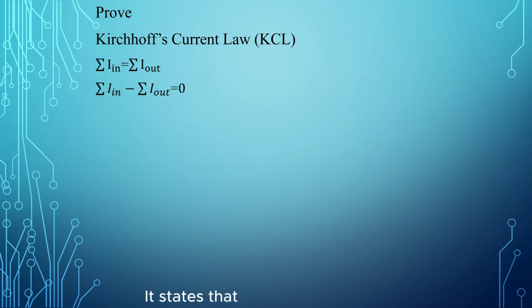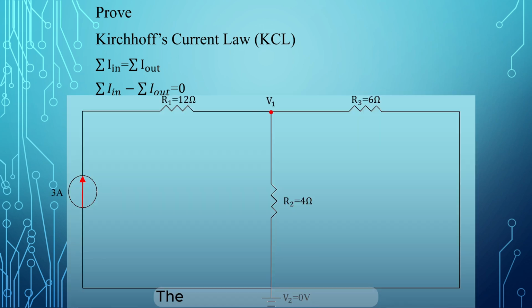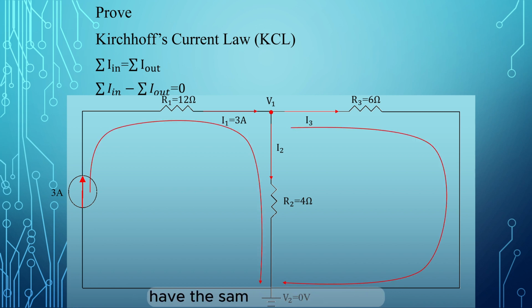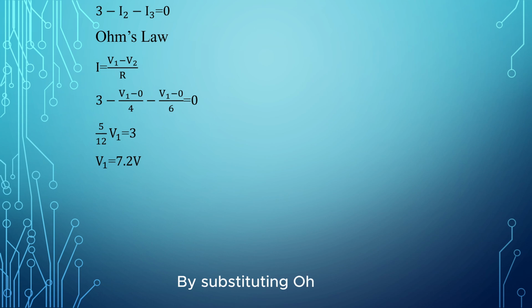We can prove this answer by using Kirchhoff's current law, KCL. It states that the sum of currents entering and leaving a node is 0. The current flowing in the circuit from I1 splits into two branches, I2 and I3. Both the left and right sides of the circuit have the same currents flowing in a clockwise direction before returning to the ground node. By substituting Ohm's law, I equals V1 minus V2 over R, into KCL, we get the answer that V1 equals 7.2 volts, which is the same as the previous answer.